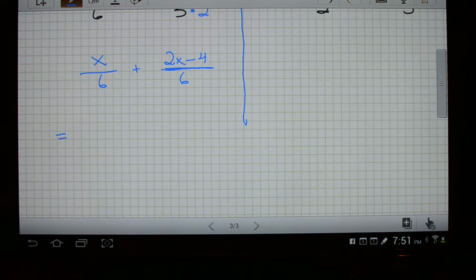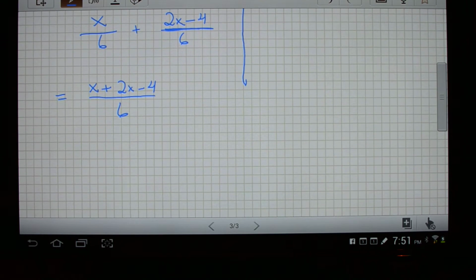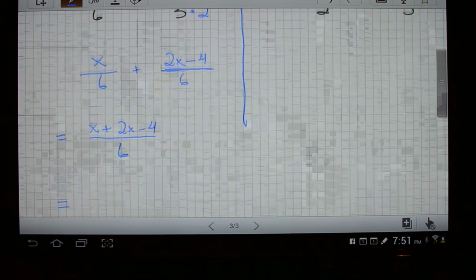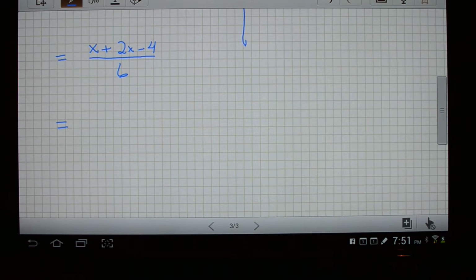So anyway, now we have the same denominator, so we're ready to add them. You're going to write the common denominator, and you're going to just simply add the numerators. This one's pretty simple. When we get to the subtraction, it gets a little weird. I'll show you. You can combine x plus 2x is 3x, and just tack on that minus 4 over 6. We can't reduce that in any way.